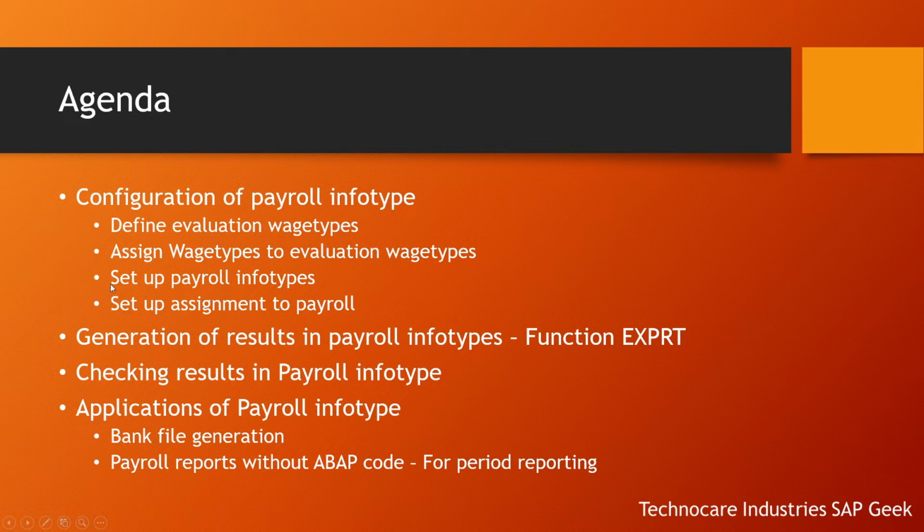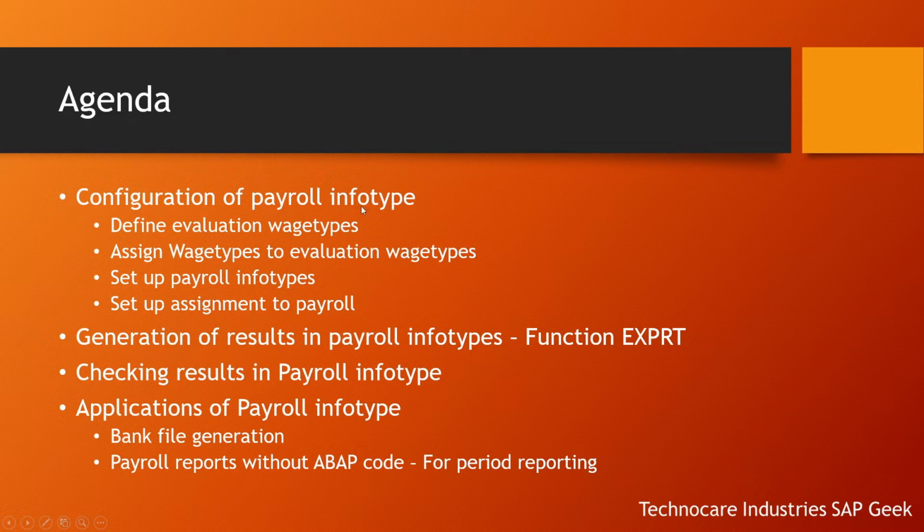And the last step is to set up assignment to payroll. This step is basically just an on/off switch for whether you need to generate payroll results in the infotype or not. So the first three steps are for actually setting up the payroll infotype. If at a later stage you need to deactivate this generation of the payroll infotype, you can definitely do it using this assignment check.